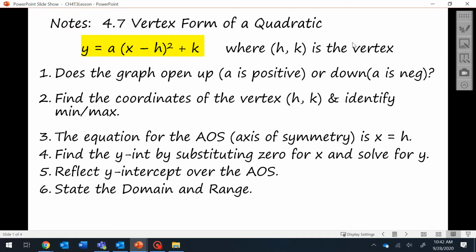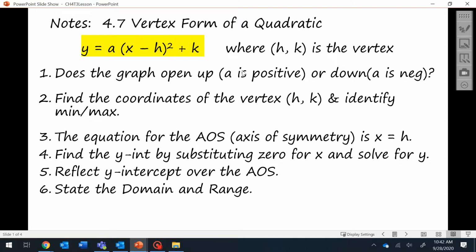All right, let's look at how we graph a quadratic that is in vertex form. Vertex form is y equals a(x minus h) squared plus k, where (h, k) is the vertex. We do this the same way as standard form. Well, we're looking for the same information as in standard form, but it is done a slightly different way.